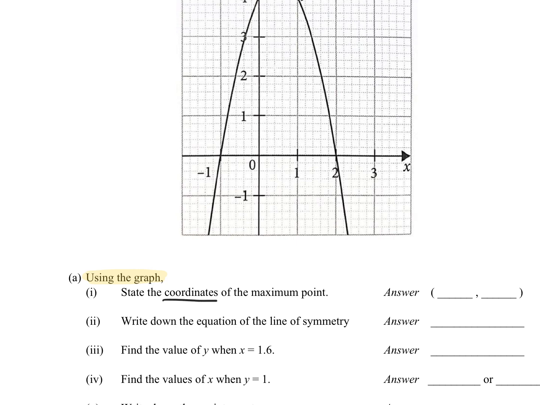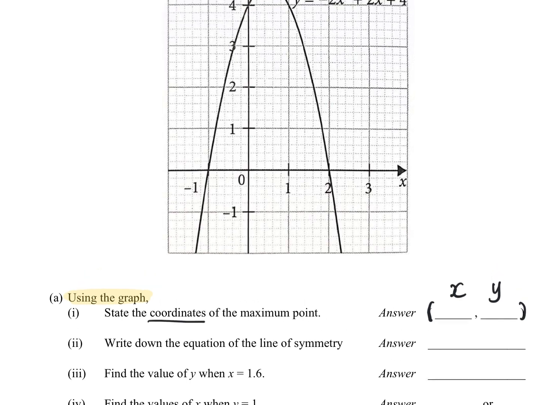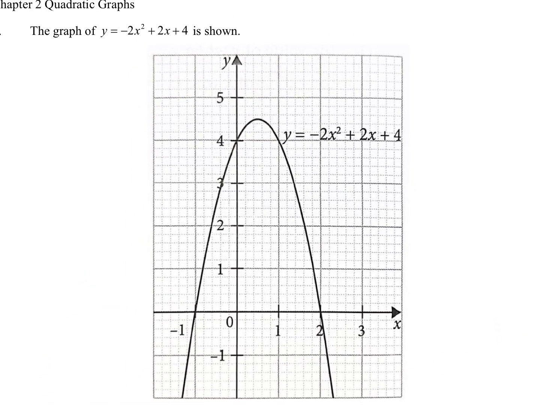What do you mean by coordinates? Coordinate means a pair of points, with the brackets, the x value followed by the y value. So in this case, I want the coordinates of the maximum point. You notice something over here: this value 4, both of them at 0 and 1, are at the number 4 itself. So how do we know where the turning point is? The turning point will be in the middle between 0 and 1.